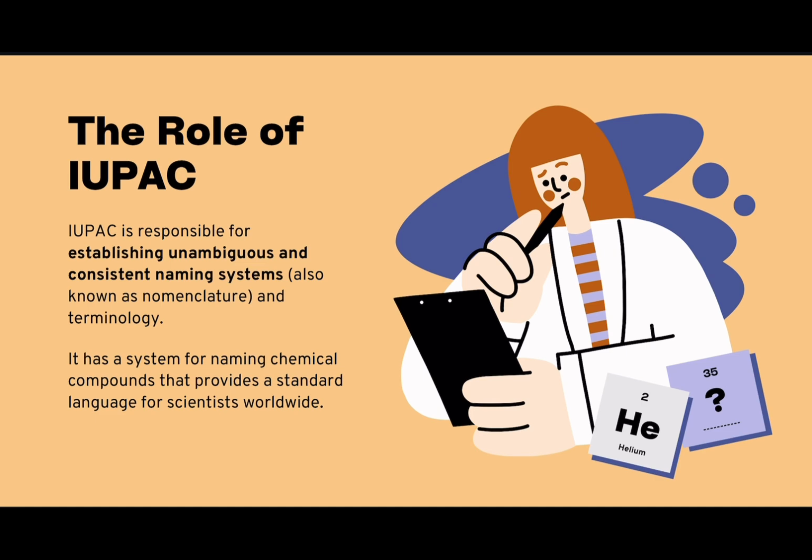The role of IUPAC. IUPAC is responsible for establishing unambiguous and consistent naming systems, also known as nomenclature, and terminology. It has a system of naming chemical compounds and provides a standard language for scientists worldwide.